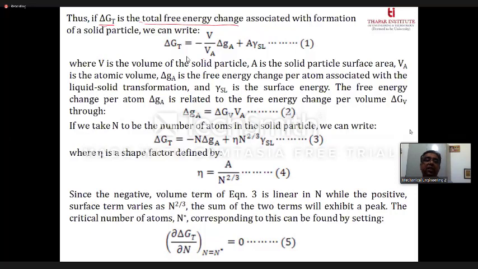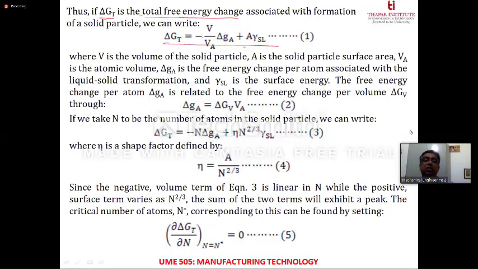So the equation that we write in terms of energy balance is delta GT is equal to minus V upon VA delta GA plus A gamma SL, where V is the volume of the solid particle, the particle that we discussed in the previous slide. A is the particle surface area. VA is the atomic volume. Delta GA is the free energy change per atom associated with solid to liquid transformation. So liquid is being converted into solid.